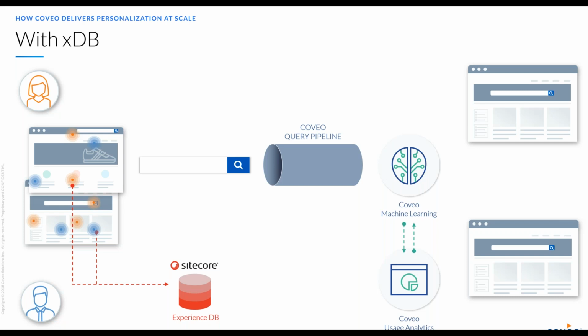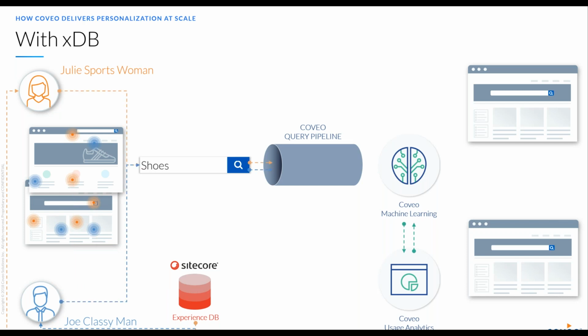At this particular point, you can see that the Sitecore Experience DB has given the persona of Julie, who's a sportswoman, and Joe, who's the classy man. And what happens here is that each one of these individuals is going to perform the same search, which is shoes. At this point, the Coveo query pipeline is taking things in context: what the query was, whether something is in stock or not. The contextual clue is the experience database.